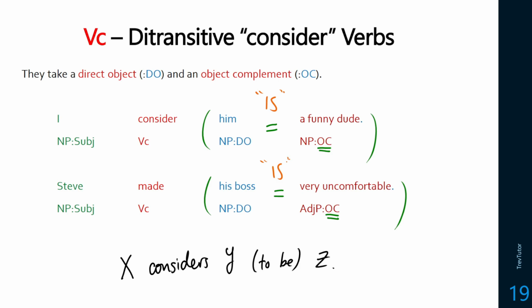So typically at this point, all we're going to see are noun phrases and adjective phrase object complements. Other object complements get a little bit more complicated and would be covered in the more advanced course, the next course in this series that is being made on TrevTutor.